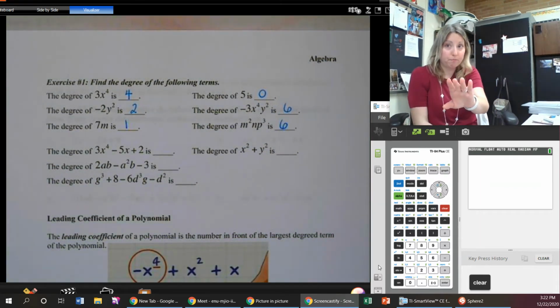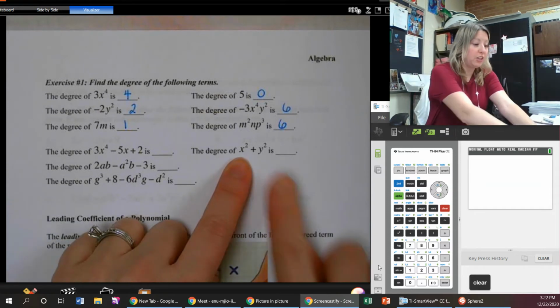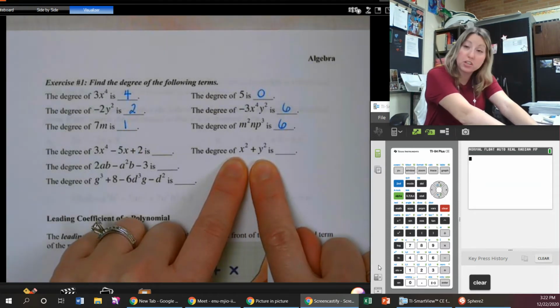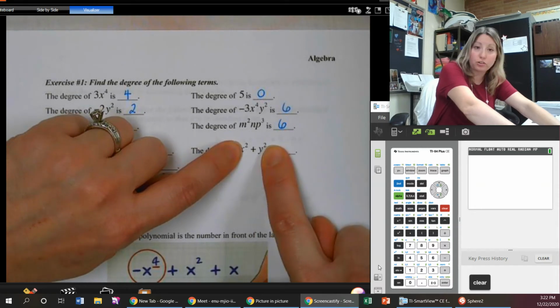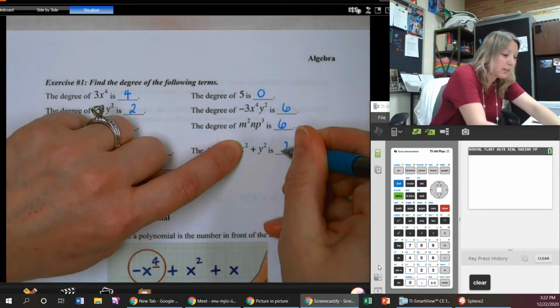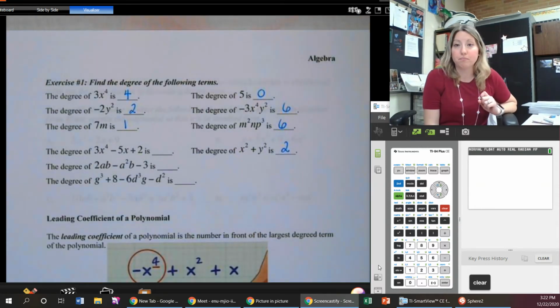Now, here, these are not the same term. These are actually unlike terms, which will be one of the things we talk about. Because these are separate unlike terms that both have a highest degree of 2, this is a 2nd degree polynomial.